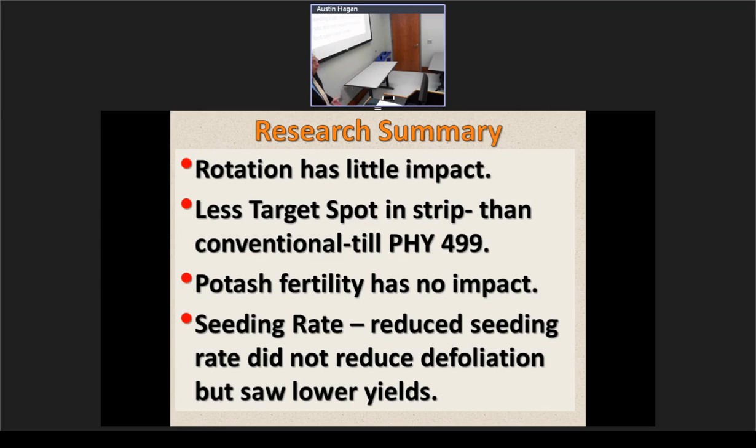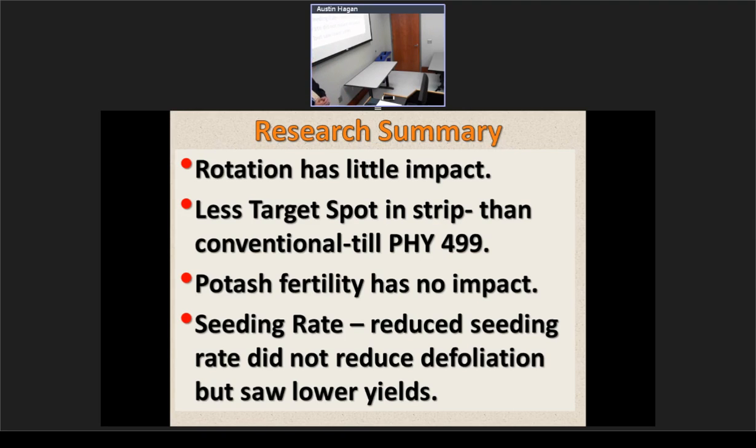Potash fertility has no impact on this disease. When you talk about some of the Stemphylium leaf spots and other leaf spot diseases in cotton, there's always an affiliation with a potash deficiency, but that is not the case with target spot.